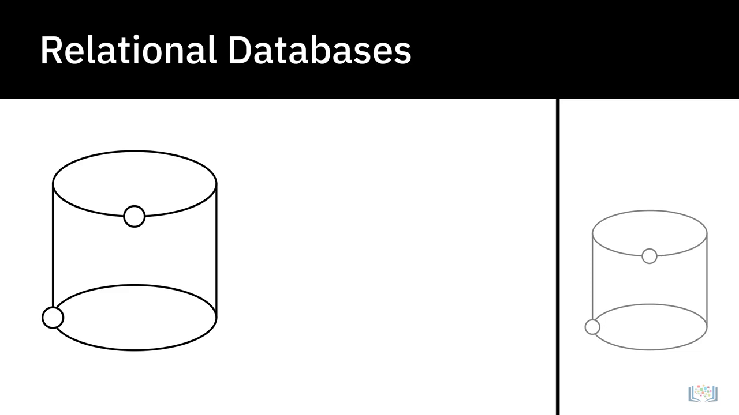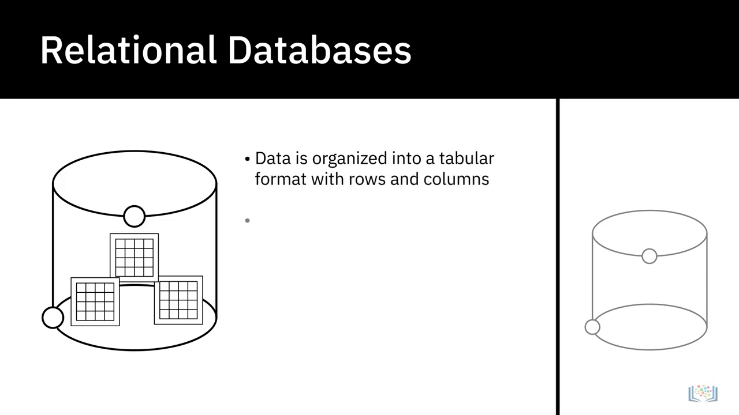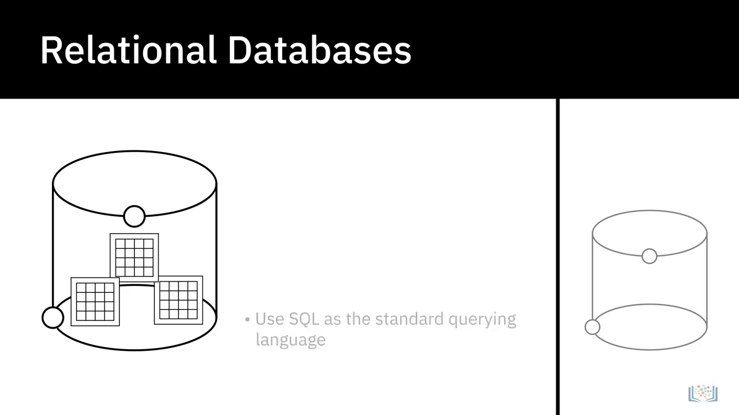Relational databases, also referred to as RDBMSs, build on the organizational principles of flat files, with data organized into a tabular format with rows and columns following a well-defined structure and schema. However, unlike flat files, RDBMSs are optimized for data operations and querying involving many tables and much larger data volumes. Structured Query Language, or SQL, is the standard querying language for relational databases.